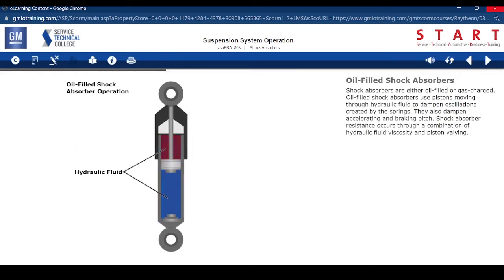Shock absorbers are either oil-filled or gas-charged. Oil-filled shock absorbers use pistons moving through hydraulic fluid to dampen oscillations created by the springs. They also dampen accelerating and braking pitch. Shock absorber resistance occurs through a combination of hydraulic fluid viscosity and piston valving.